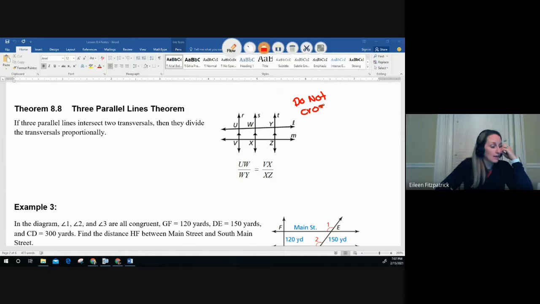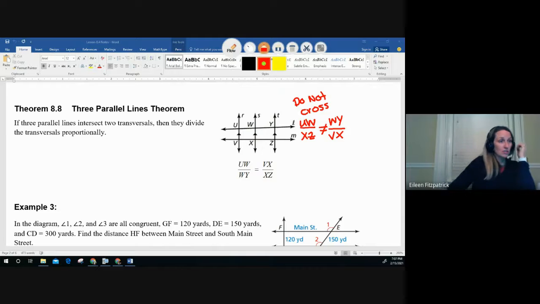So what I mean by that is you cannot say that UW to XZ is equal to WY over VX. Don't crisscross when setting up your proportion, okay? Otherwise, there's a ton of different proportions that you can set up that will be correct, okay? So the one that they set up was UW to WY is equal to VX over XZ, okay?